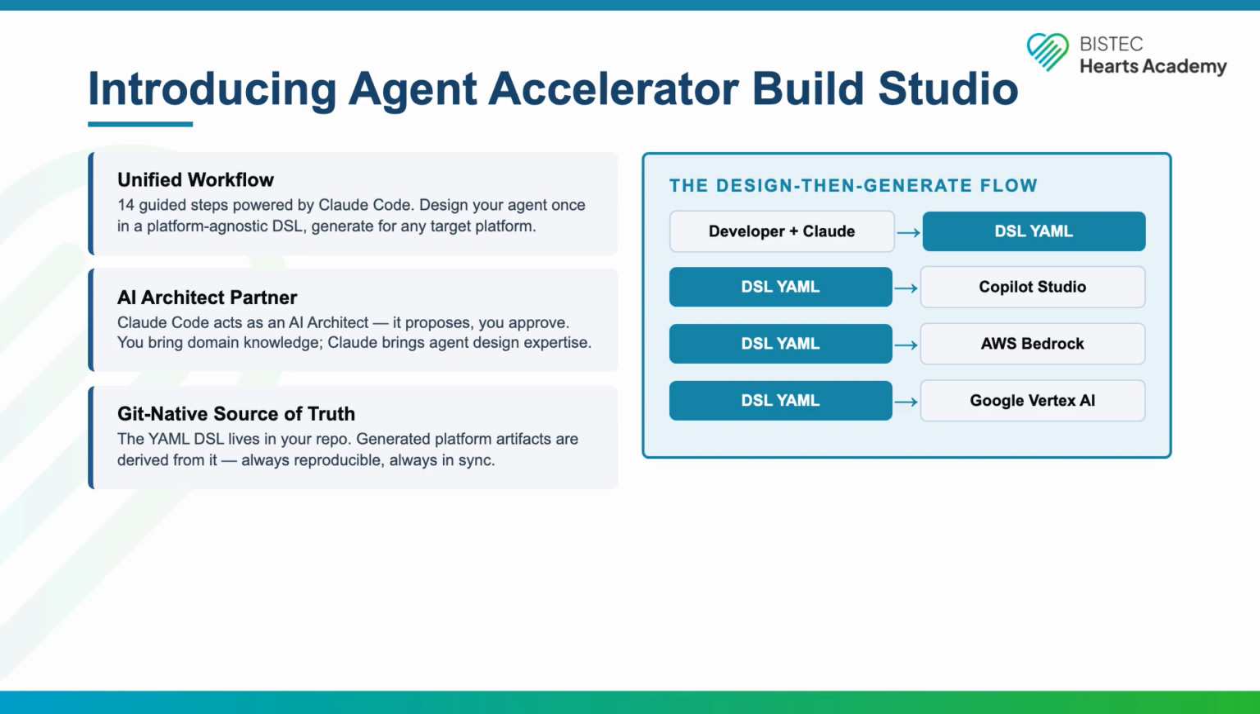Third, Git native source of truth. The YAML DSL that Build Studio produces lives in your repository. It's version controlled. The platform-specific packages, the Copilot Studio solution file, the Bedrock scaffolds, are generated artifacts derived from that DSL. If the DSL changes, you regenerate. The design and the generated code never drift out of sync.